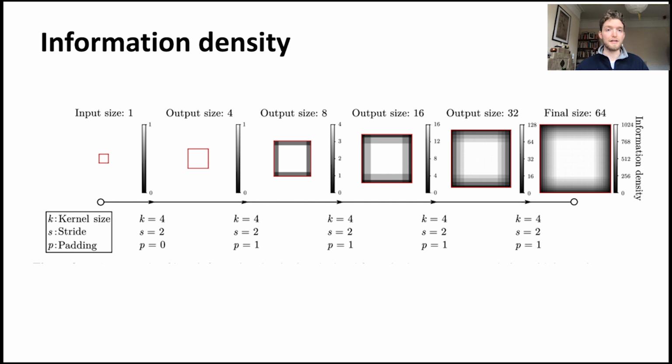Those rules relate to the types of convolution that we use. So, for example, the kernel size, the stride, and the padding that has to be used in a transpose convolution to ensure that flat information density.